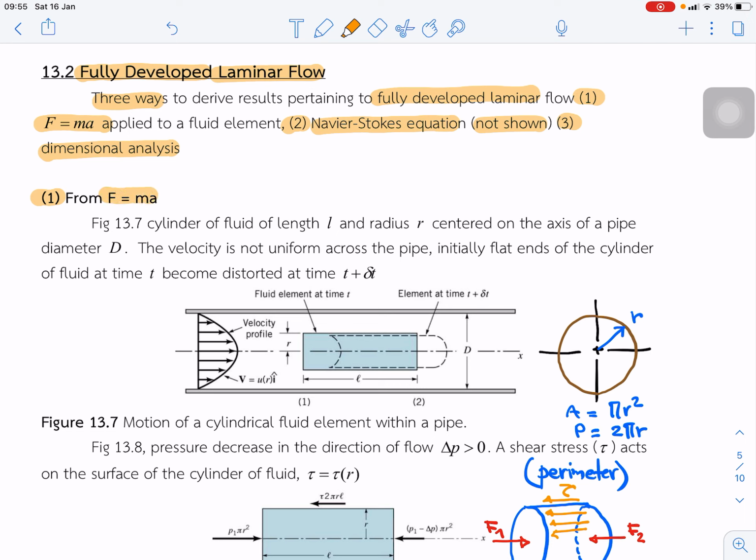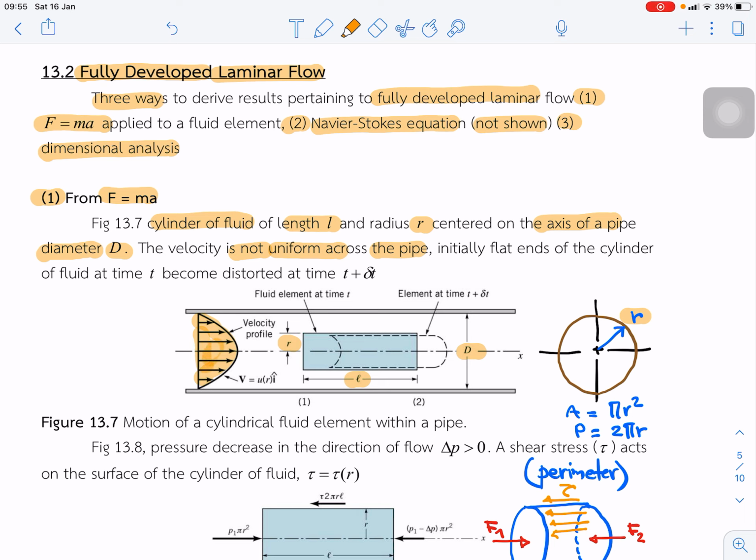The figure below is a cylinder of fluid with length L and radius R. This R is the radius of the pipe, and the center on the axis of the pipe is diameter d. That is the pipe diameter d. Velocity is not uniform across the pipe, so that is the velocity profile.